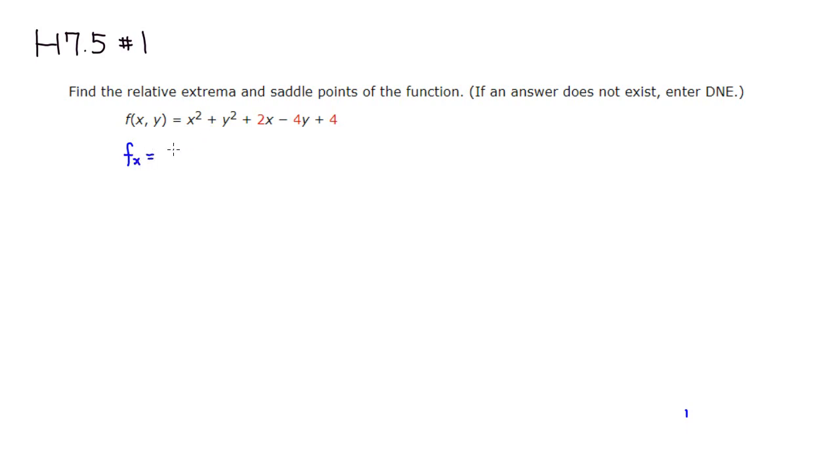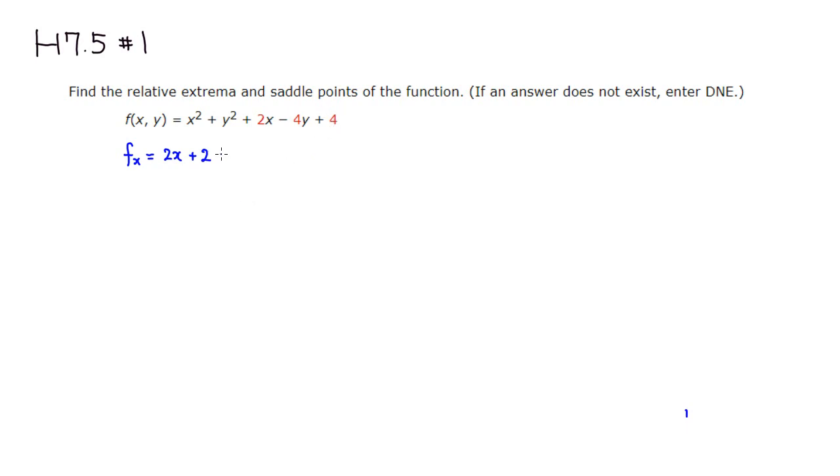So the partial of x squared is 2x. Y is going to be considered a constant, so the partial of y squared with respect to x is 0. The partial of 2x with respect to x is 2, so it's plus 2. The partial of negative 4y with respect to x is 0. The partial of 4, a number, is 0.